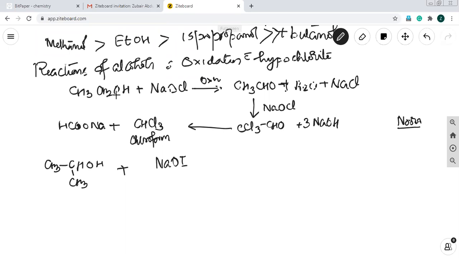What was the first step? It is the oxidation of alcohol into aldehyde, right? So CH2OH got converted to CHO. This is the oxidation product. In that case, what will happen if you oxidize CHOH? You will get CH3, C double bond O, CH3.